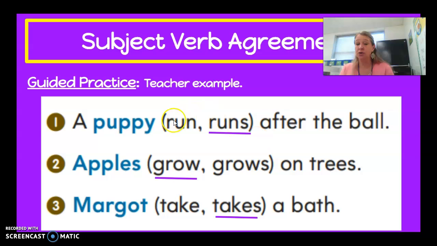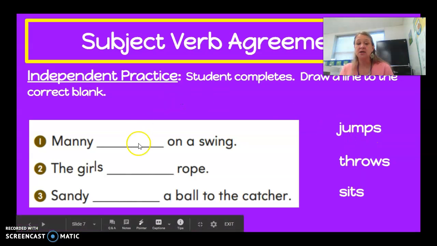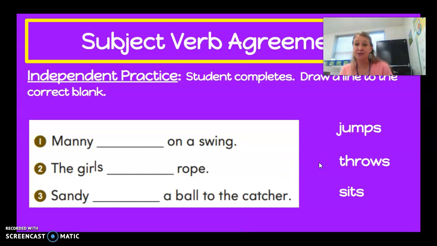And then you checked my verbs and made sure they made sense. And then you are going to draw a line from these verbs to the correct sentence they belong in. And then you're going to save it and turn it into your teacher.